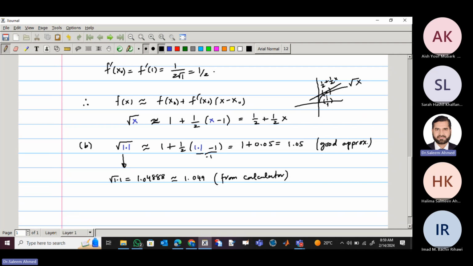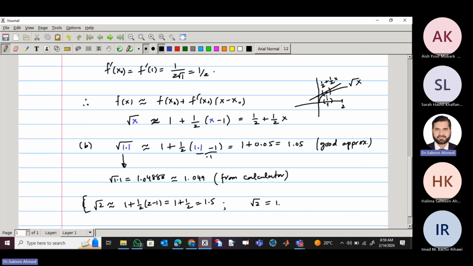But if I go very far, let's say at 2, if I calculate this at 2, it will not be a good approximation. You see, at 2, square root of 2 is approximately half plus half times 2, which is 1 plus 1/2 times (2 minus 1). So 2 minus 1 is 1, and 1 plus 1/2 is 1.5. But from the calculator, square root of 2 is 1.41.